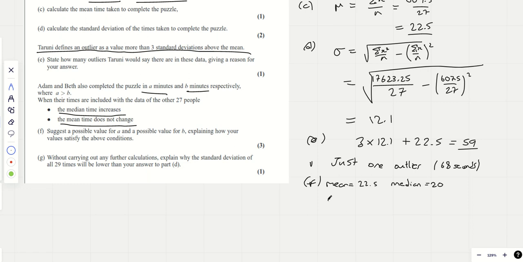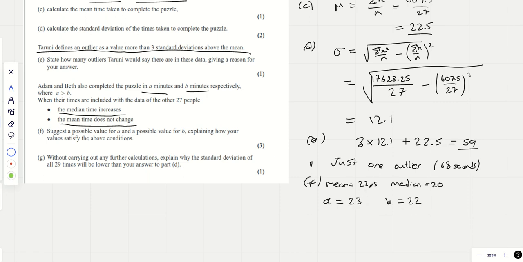So let's say A equals 22 and B equals 23. That should keep the mean the same because one's above it and one's below it and they're symmetrical around it. But A's got to be greater than B, so I should have it the other way around as well. So I'll have that as 23 and that as 22. That way the median has to increase now because they also completed the puzzle and they are greater than the median, so that must bring up the median. Yeah. And so this seems absolutely reasonable to me.